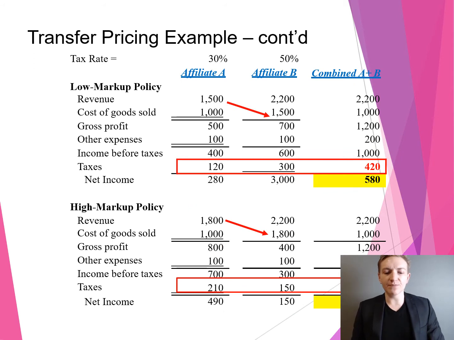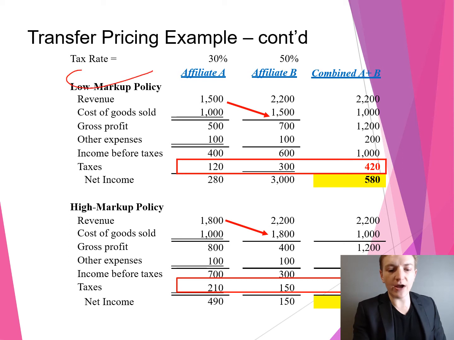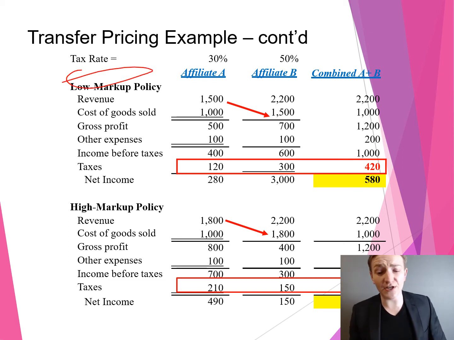So let's have a look at this. Suppose we have a low markup. The low markup is effectively where we're selling the good for, say, just this $1,500. And we already saw the revenues and the after-tax profits that would exist. This was our prior example, where we had this low markup, the $15 markup when you're transferring the good.